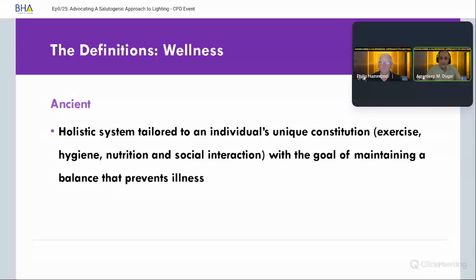So, when we talk about every individual, we all are unique people. We have a set of hygiene, we have a set of nutrition, we have a set of social interaction, we also have a set of exercise routines. So, it's a holistic system. Wellness is all about your own personal system, and the intention is to maintain balance that prevents illness. So that's the ancient definition of wellness as defined in our ancient texts.